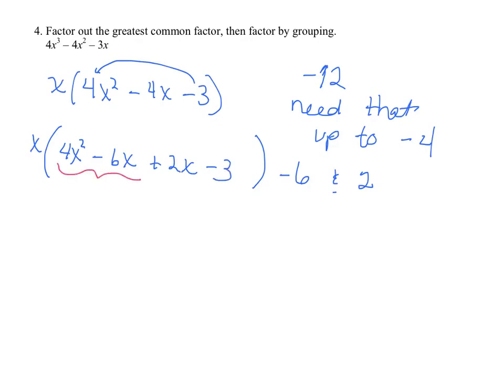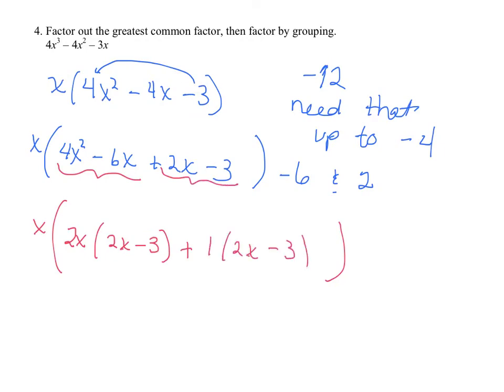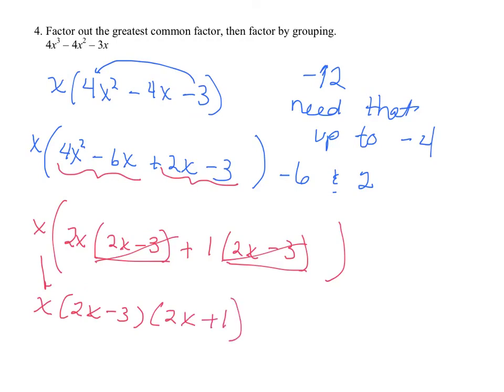Factor by grouping. If I do that, I'm going to factor out a 2x, and I'm left with 2x minus 3. And you're like, oh my gosh, there's nothing in common. Pull out a 1. 2x, take away 3. And leave the x in front. This guy goes next. Then he's gone. 2x plus 1.